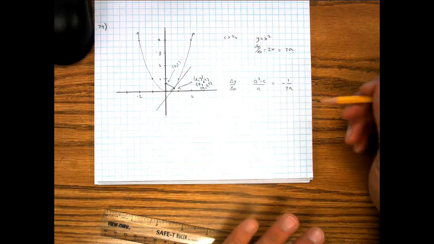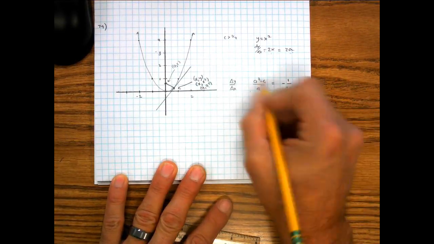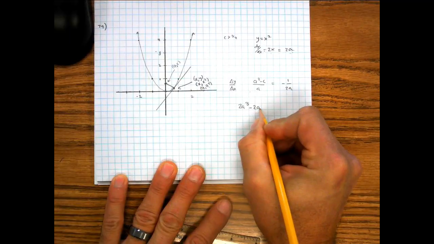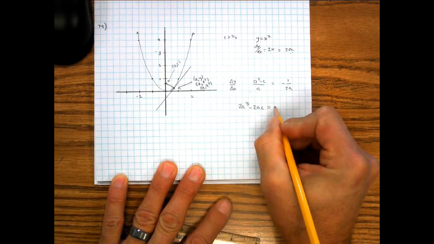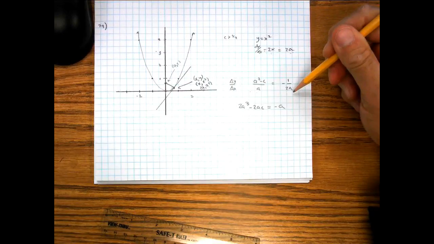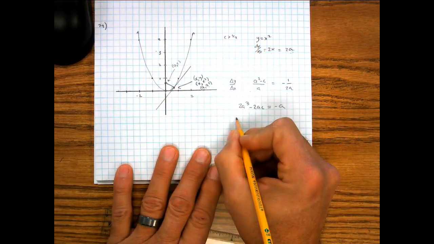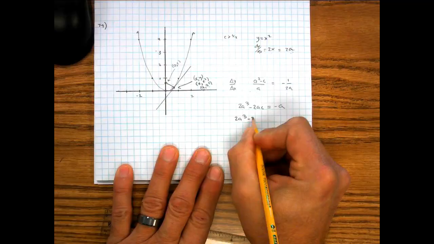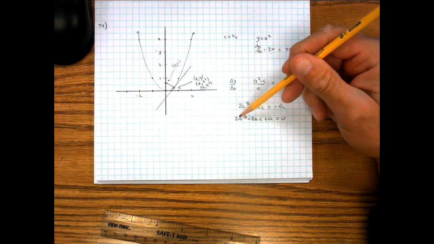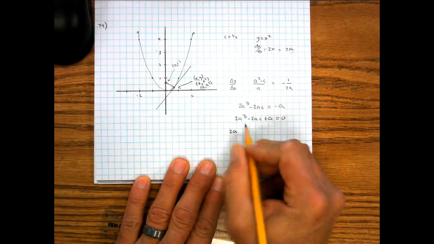Okay, so I'm going to solve for a now. Let's cross multiply. This would be 2a cubed minus 2ac equals negative a. Okay, so I just distributed after cross multiplying. I'm going to get all the a's to one side. So I have 2a cubed minus 2ac plus a equals 0. Okay, I see a common a.